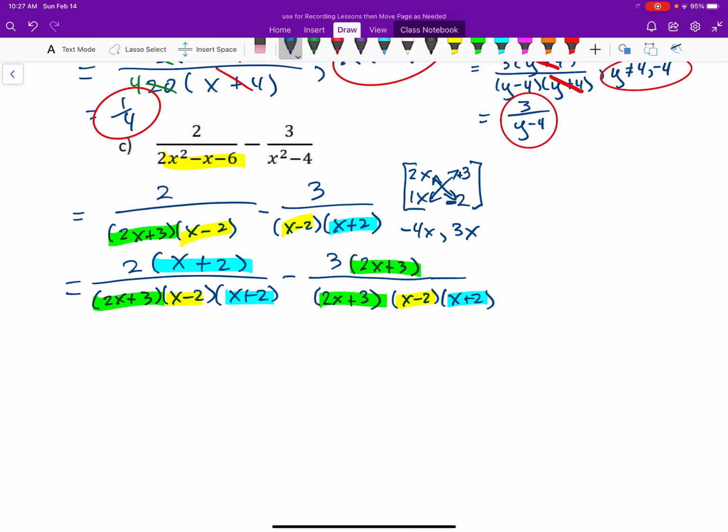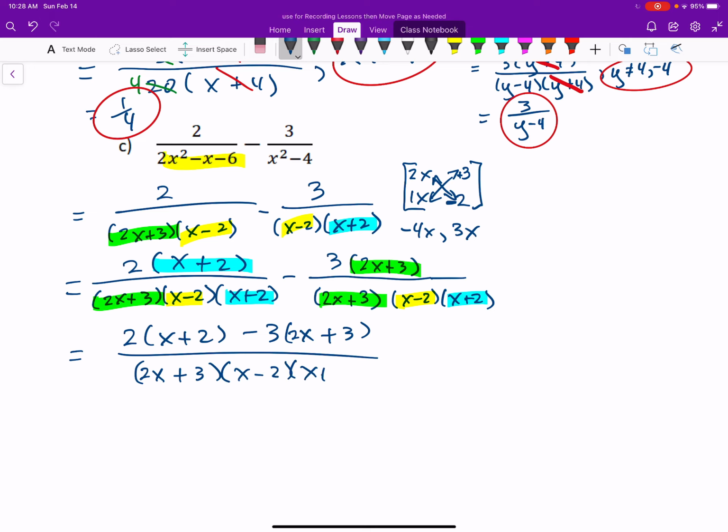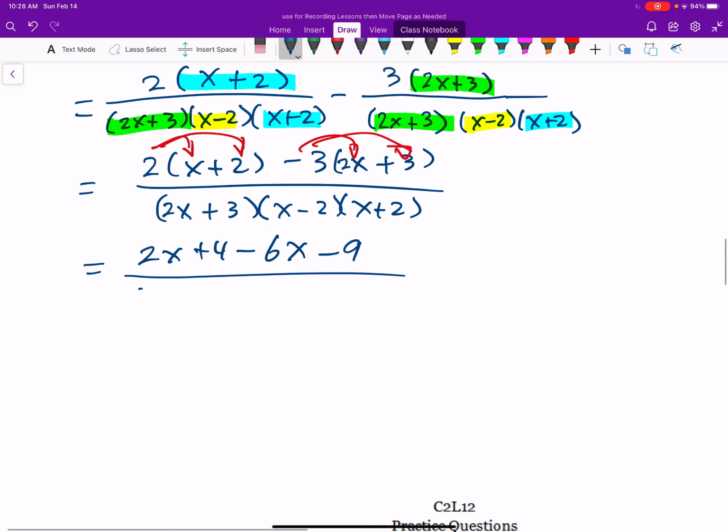And so now I've got my common denominator. Bring everything together. So that means just adding or subtracting the tops in this case, writing them all over as a single fraction with all three factors in the denominator. Doing distributive law here and here. And so on the top, I would get 2x plus 4 minus 6x minus 9. That's from doing -3 times each of these. Over, again, my same three factors.